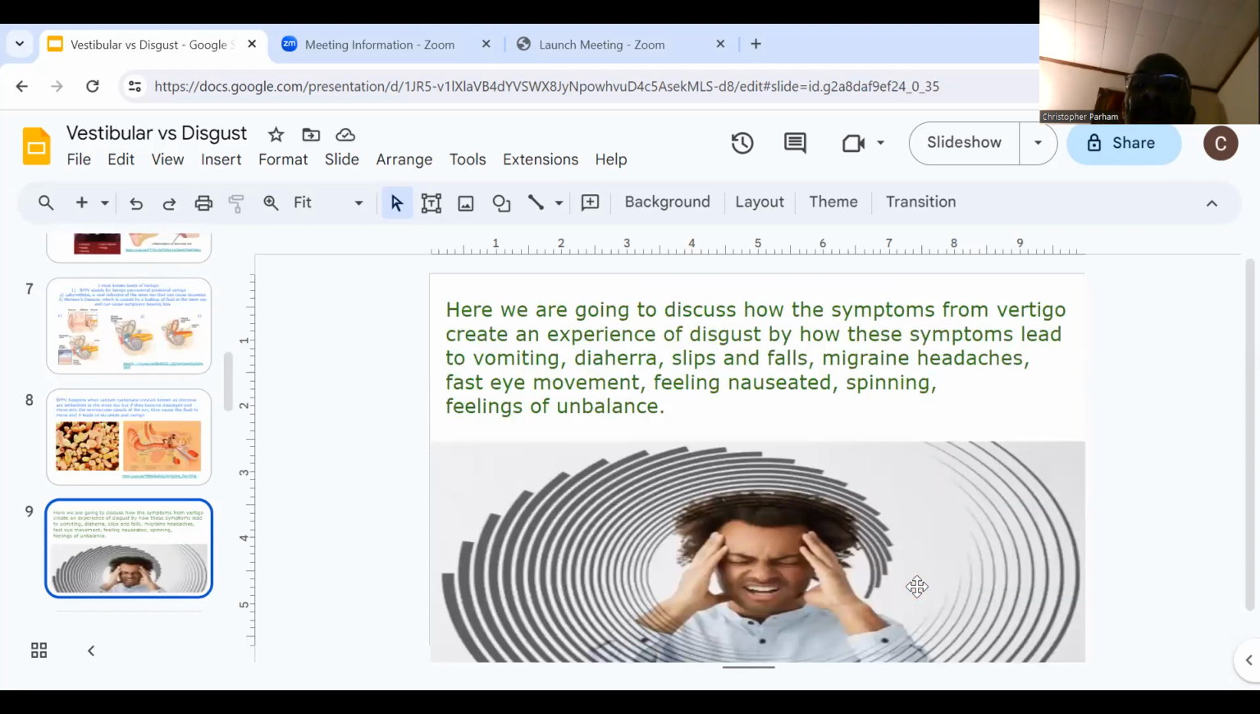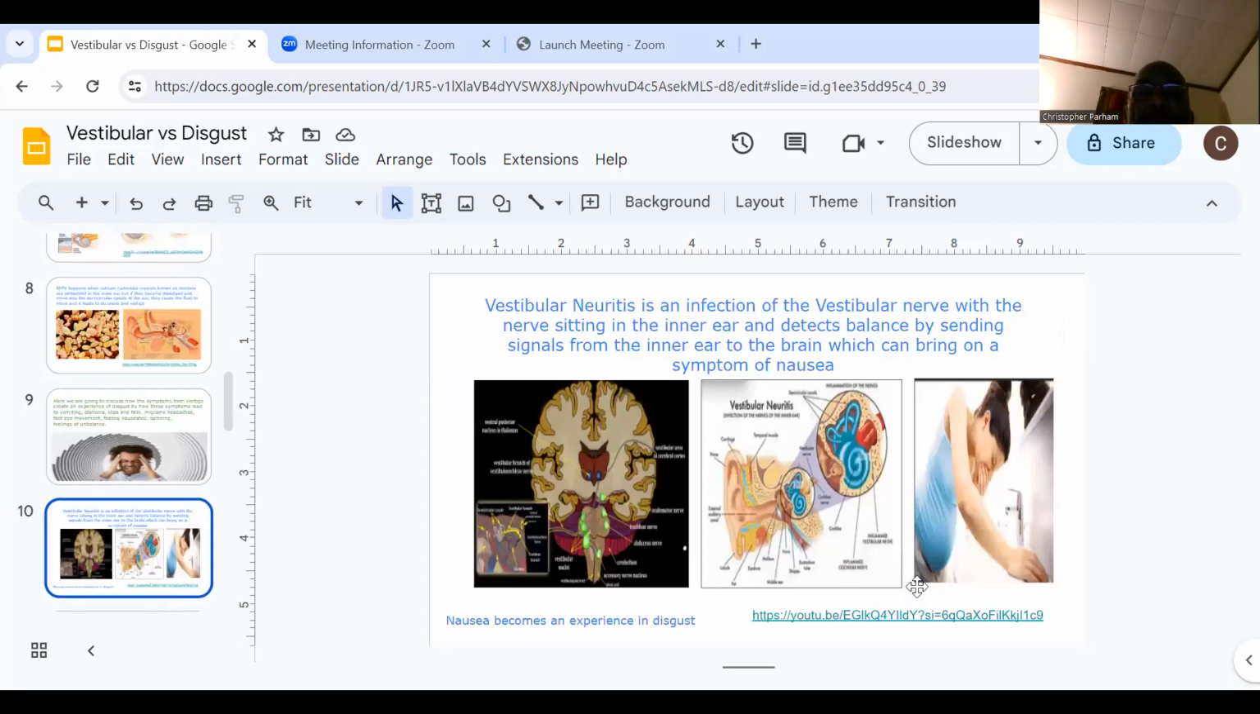Here we are going to discuss how the symptoms from vertigo create an experience of disgust, by how these symptoms lead to vomiting, diarrhea, slips and falls, migraine headaches, fast eye movement, feeling nauseated, spinning, and feelings of complete unbalance. Vestibular neuritis is an infection of the vestibular nerve, which sits in the inner ear and detects balance by sending signals from the inner ear to the brain, which can then bring on a symptom of nausea. So nausea in this case becomes an experience in disgust.